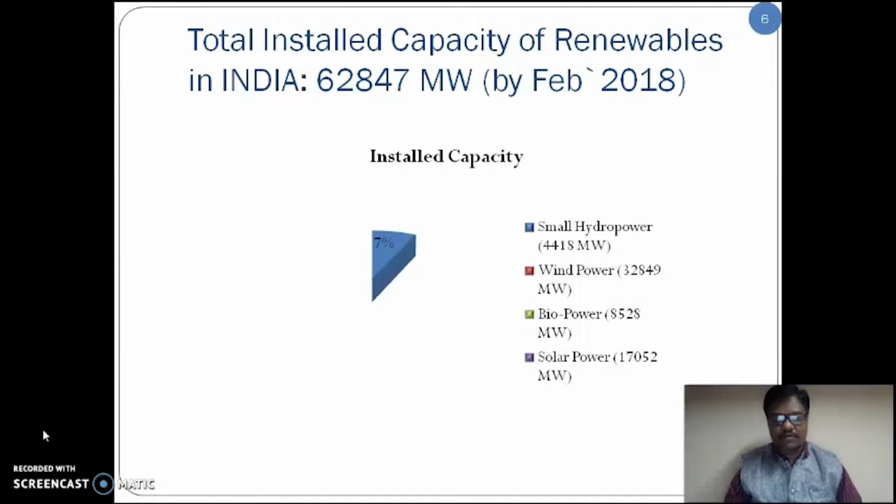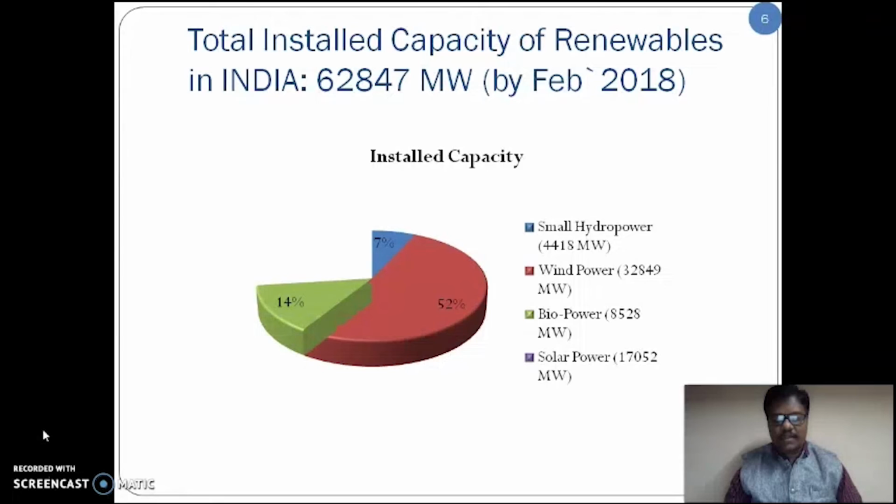62,847 megawatt. Similarly, wind power shares 52% of electrical power, like 32,849 megawatt out of 62,847 megawatt. Biopower is 14% of electrical power, like 8,528 megawatt out of 62,847 megawatt. And finally, solar power shares 27%, like 17,052 megawatt out of 62,847 megawatt of electric power.